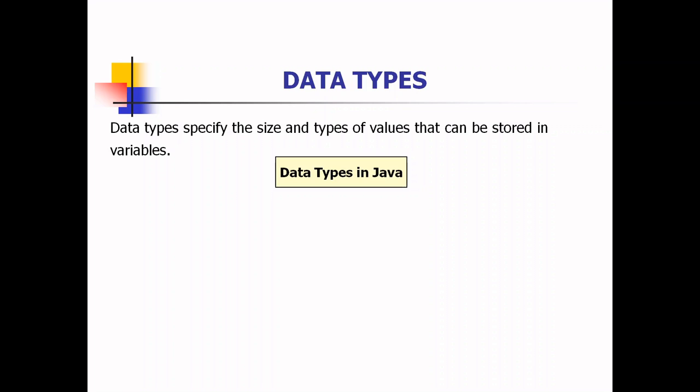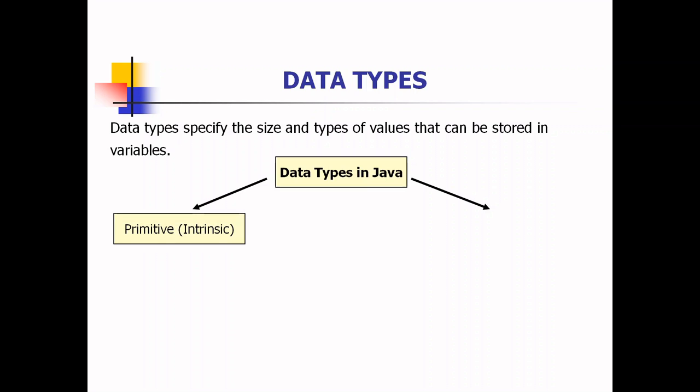Java data types have been categorized into two different categories. These are primitive and non-primitive. Primitive data types are also called as intrinsic and non-primitive are called as derived. Even primitive types are called as built-in types and non-primitive are called as user-defined data types.